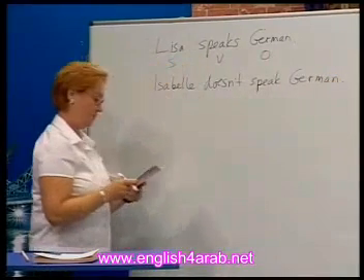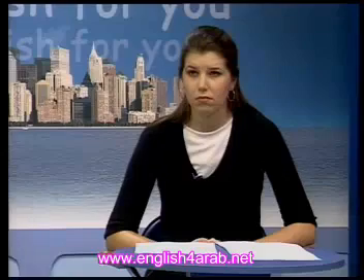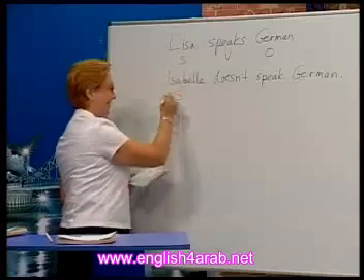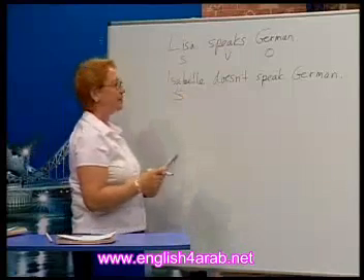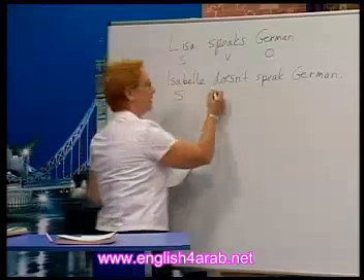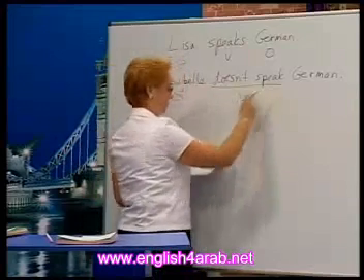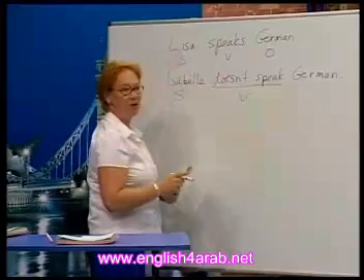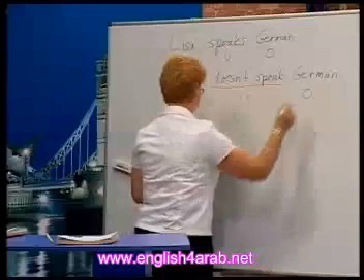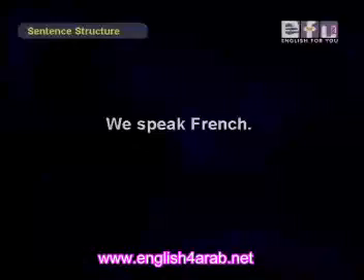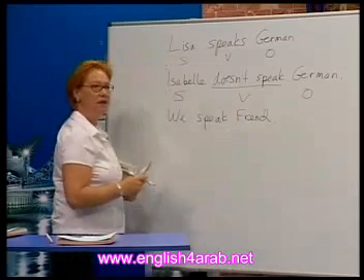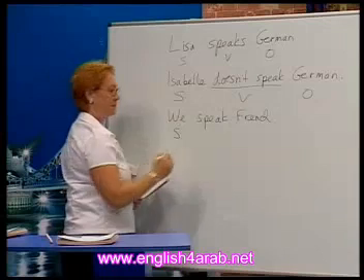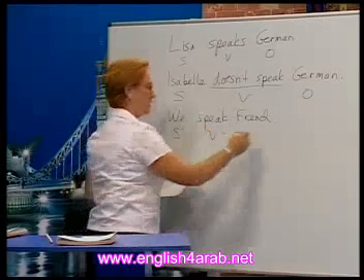Okay, here we go. Isabel, what is the subject? Isabel. Okay, Ali, what's the verb? Doesn't speak. Yes, this is the verb, 2 words. And Lisa, what is German? The object. Yes, good. Okay, one more. We speak French. Okay, Ali, you tell me the parts of the sentence. We is the subject. Speak is the verb. French is the object. Yes.